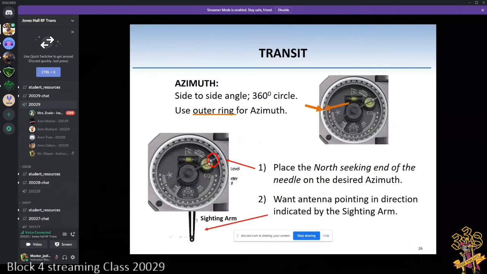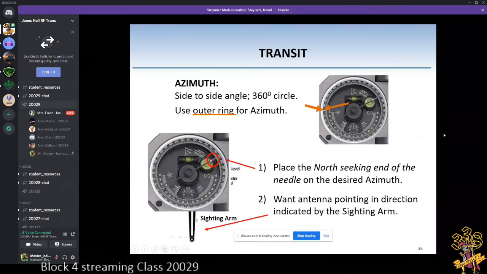Okay. So in order for that needle to point north, it's got to be able to spin freely here. And so that's why you have to make sure you're holding it level. That's the purpose of that bubble. You know you're holding it level. Your needle can move freely. Now, no matter which way you turn this transit, that needle is always going to point north.